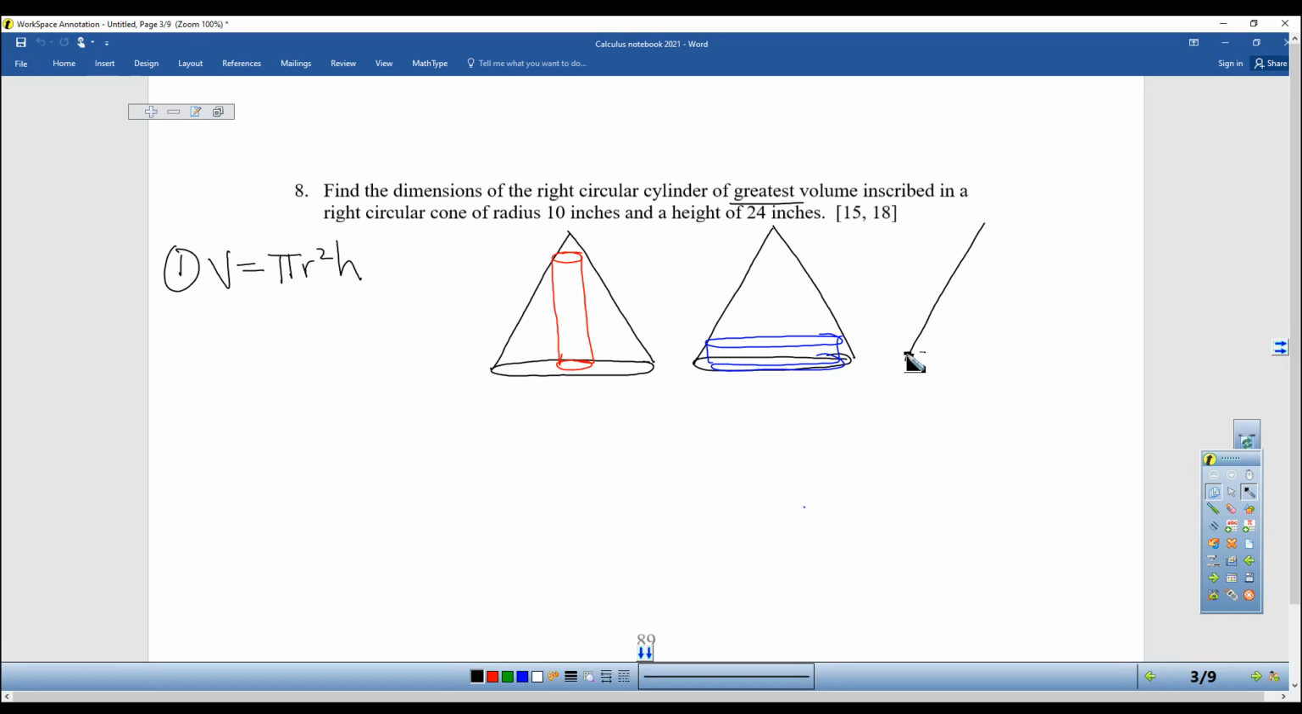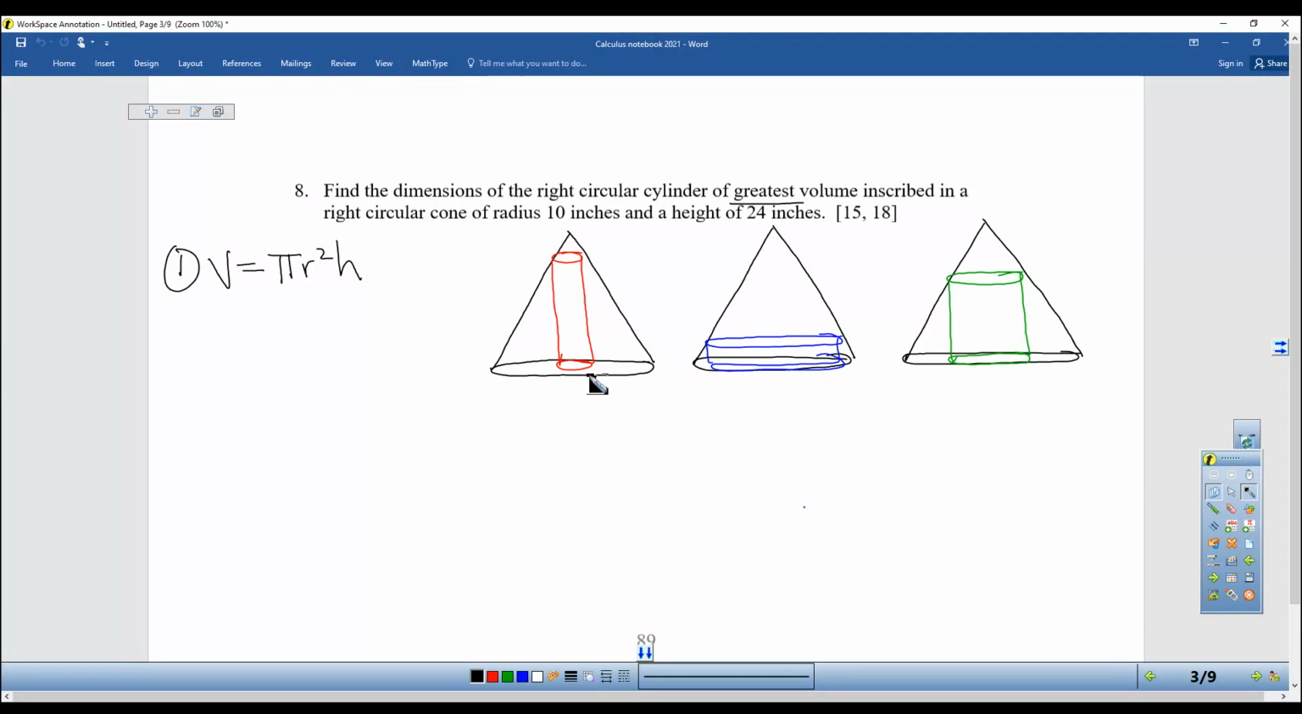Or I could draw one somewhere in the middle. You know the answer is going to be somewhere in the middle, right? Because if you're trying to maximize the volume, you don't want it to be too tall or skinny, or too flat and wide. It's somewhere in the middle. We're going to find that perfect spot.